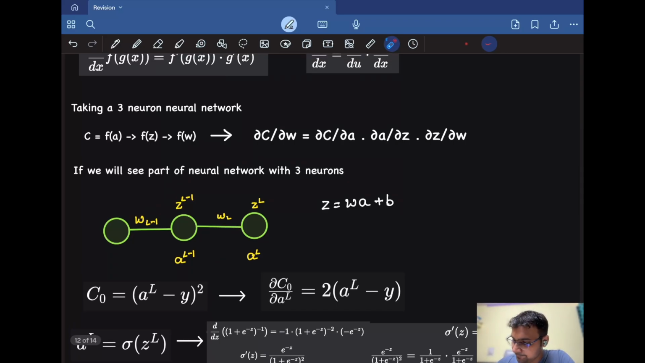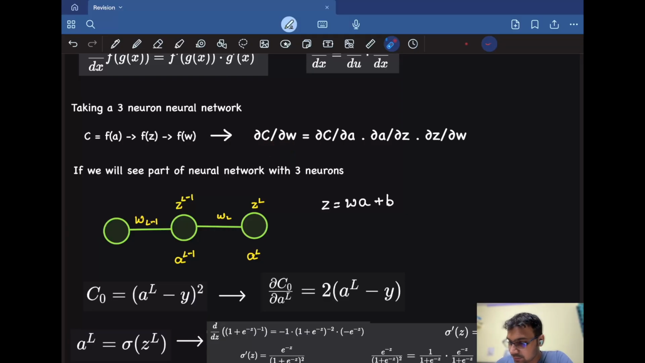So if we look at the final cost function, it is a part of the activation value, because the cost function is basically the square of the final value which the network has given minus the actual value. So it is a function of this activation. Then this activation value is a function of sigmoid z, and this z is a function of w. So we are interested in this part, the gradient of cost with respect to W.